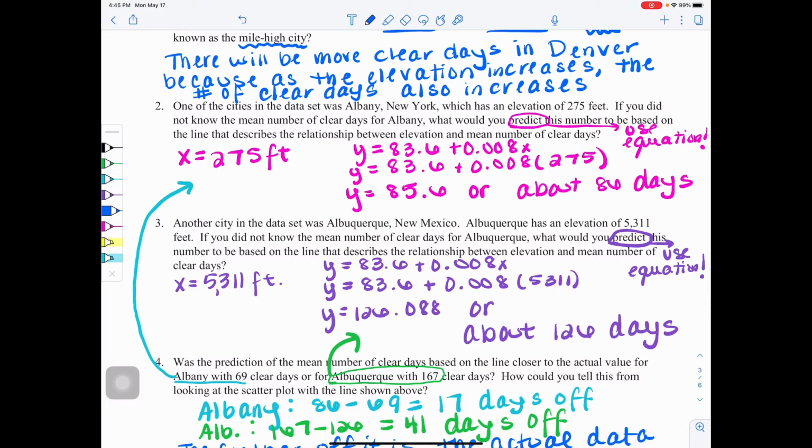Now, similarly, they had you do the same thing for Albuquerque in number 3. Albuquerque's elevation was 5,311. Again, they wanted you to predict, so you should have been using the equation. And since they gave us feet, again, you are replacing x with 5,311. When you do that, you get about 126.088. And if you round that accordingly, that would be about 126 days.